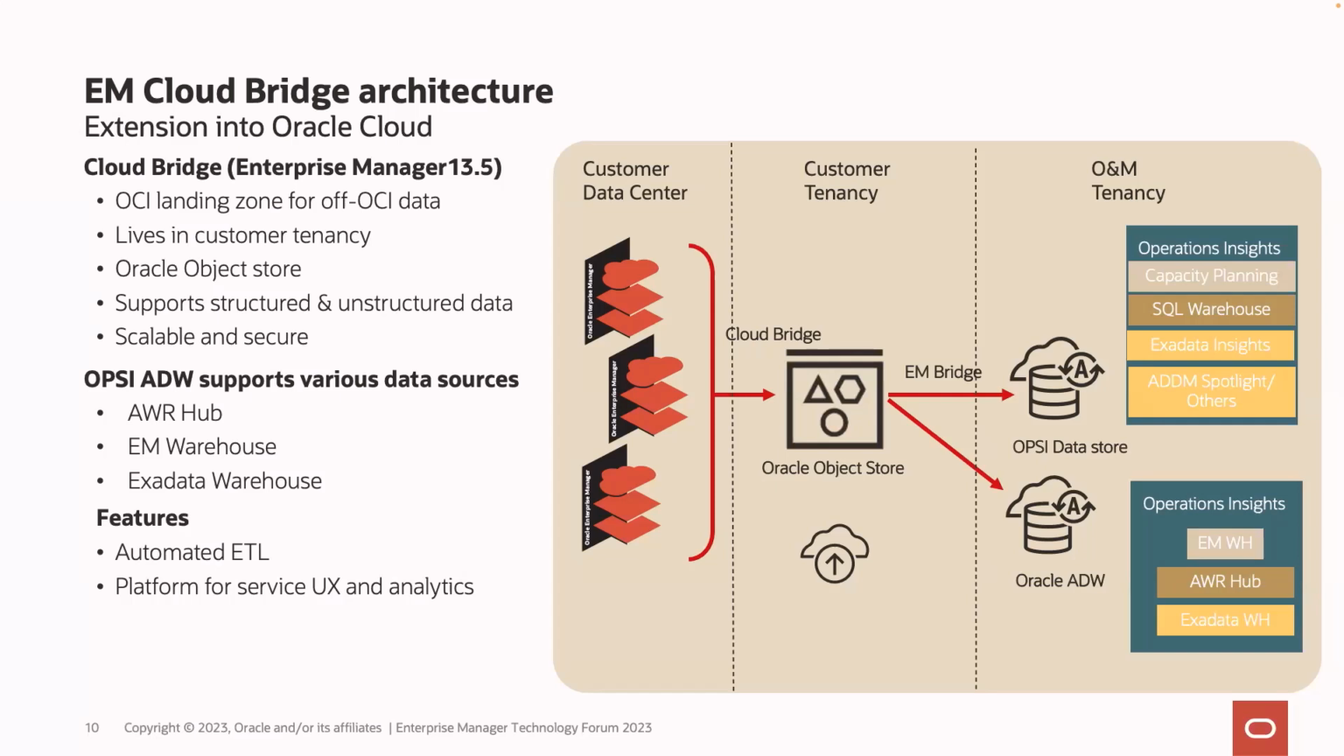In this figure, on the left-hand side, we can see the data being ETL'd via Cloud Bridge into an OCI object storage, and then ETL'd again to Operations Insights data store via Enterprise Manager Bridge or EM Bridge. This operational and metadata can then be utilized using out-of-the-box applications within Operations Insights service and be utilized by various purpose-built warehouses within the service. We will double-click on these details in the following slides.